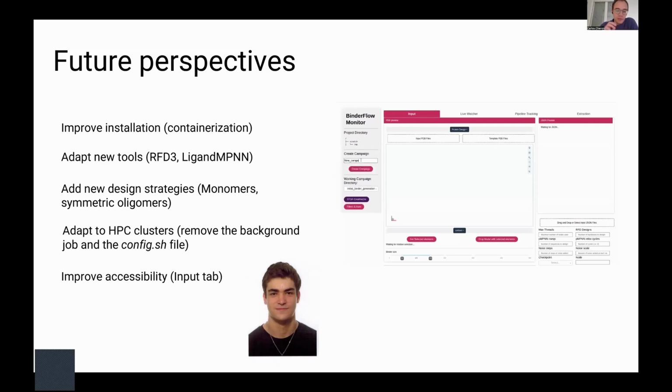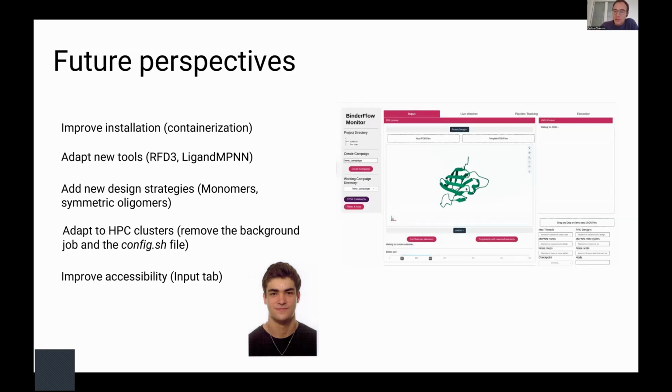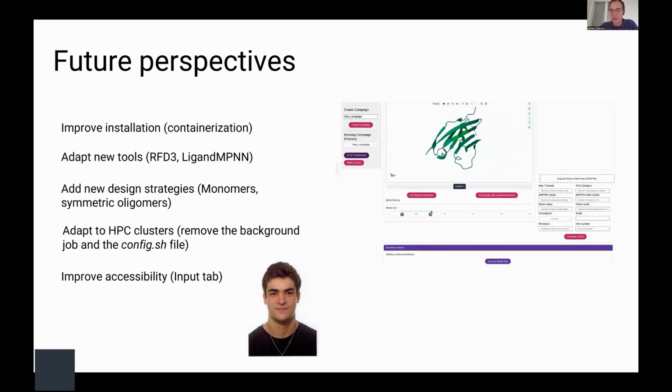Then, we have a master student called Diego working on another tab for the BFmonitor, which is called the input tab, in which you can create a new campaign, load a PDB, crop the structure, select different hotspots, and select the different settings for your run, and send it from there. This is very useful because this way we reduce the use of the terminal to a minimum and improve the accessibility of binder design to people that are more focused on the wet lab part, but are not very proficient or do not have a lot of computational skills.